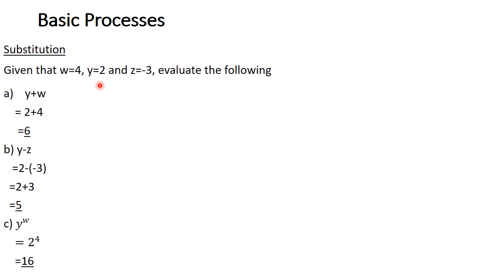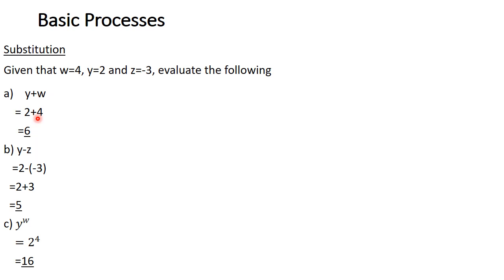Given that w is equal to 4, y is equal to 2, and z is equal to negative 3, evaluate the following. What they are saying is w represents 4, y represents 2, and z represents negative 3. So I've got a, which is y plus w, b, which is y minus z, c is y power w, and d is 3y over 2z. Let's start with the first one, y plus w. The y is 2 and w is 4. So where there's y, we'll put 2, and where there's w, we'll put 4. So y plus w is going to be equal to 2 plus 4, which is 6.